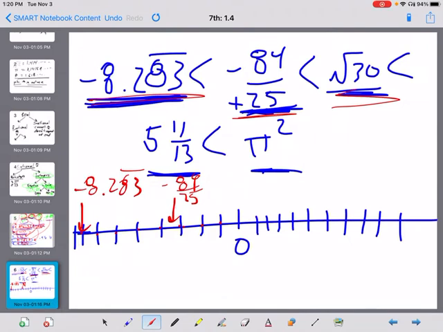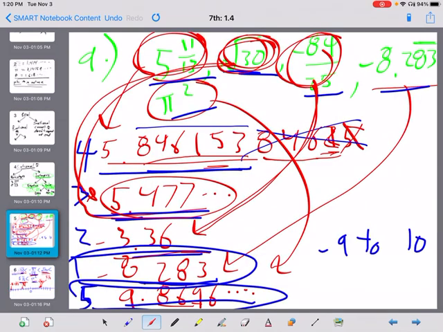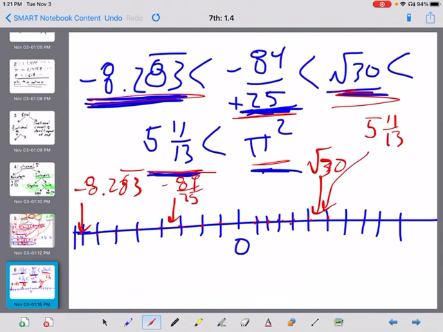Then square root of 30, which I look back on here, is 5.477, so between 5 and 6. 1, 2, 3, 4, 5, and 6, so between there. Then 5 and 11/13. I don't even need to look at that because I know it's between 5 and 6. I don't need to look at exactly what the decimal is. Then the square root of this, which I believe was 9.86. Yep. And I know this last one is 10. So I put pi squared right there. And then I'm done with that problem.